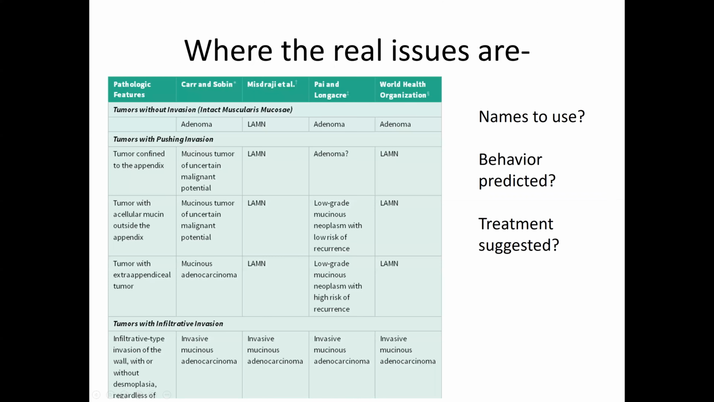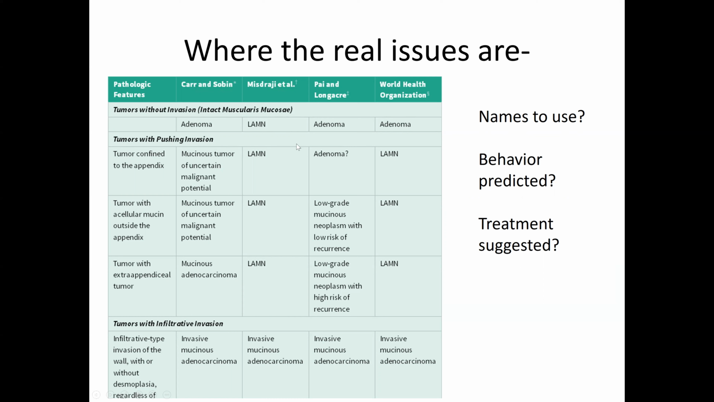So just to give you an example of where some of the issues lie, this is a graphic showing several different classification schemes that have used differing terminology for different kinds of tumors. So if we just look at those that are confined to within the appendix, most people have called those adenomas, and the World Health Organization went with that, but some people will still use the term low-grade appendiceal mucinous neoplasm. And notice that that term can also be applied for those that have pushing invasion. Now, that's a useful term.